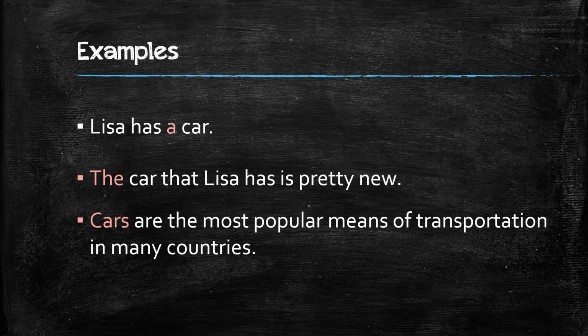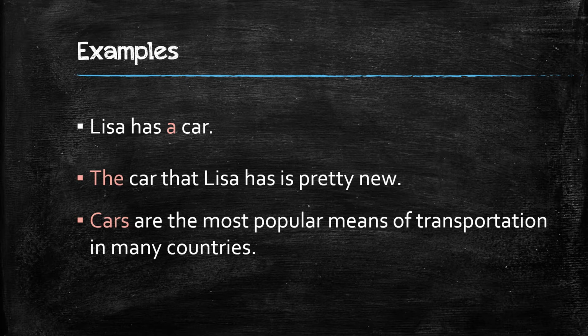When I mention the car the first time, Lisa has a car, it is general and is mentioned for the first time. When I say the car that Lisa has, it is specifically the car that belongs to Lisa, and I'm describing it as pretty new. And finally, I am talking about cars in general, in plural. So it means it doesn't need any article.